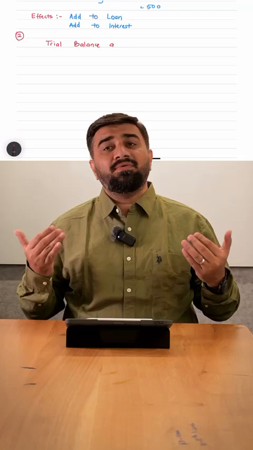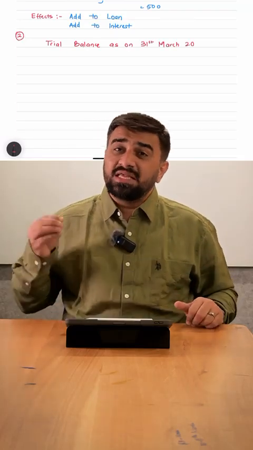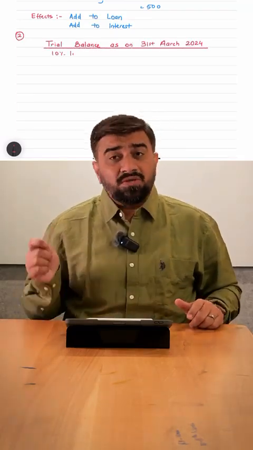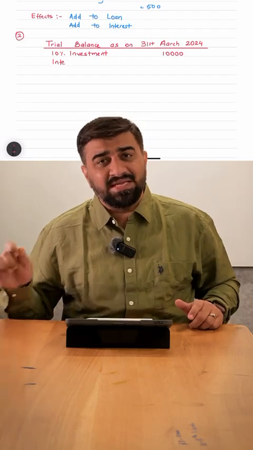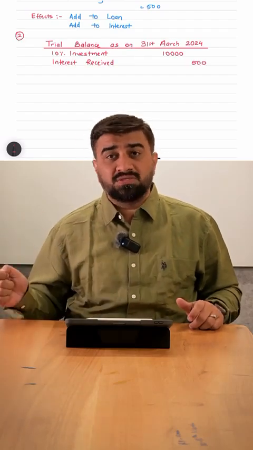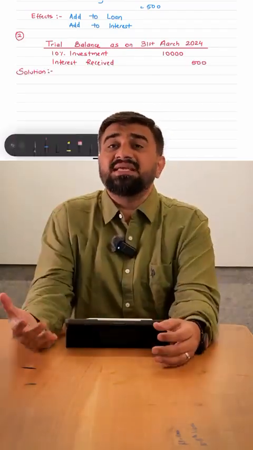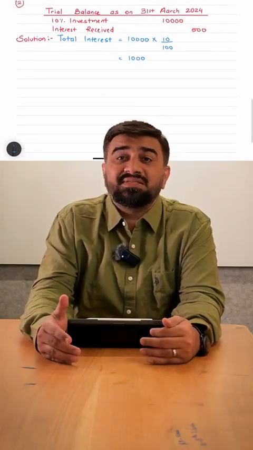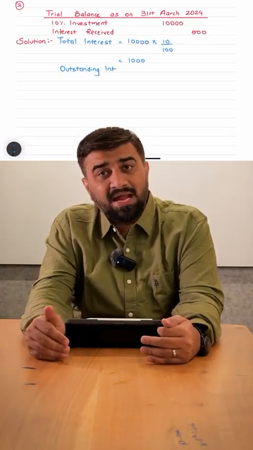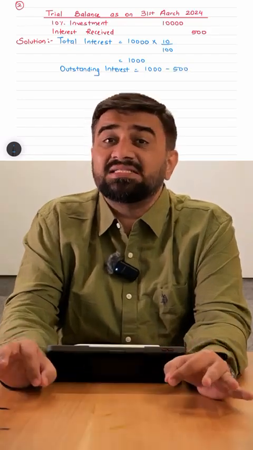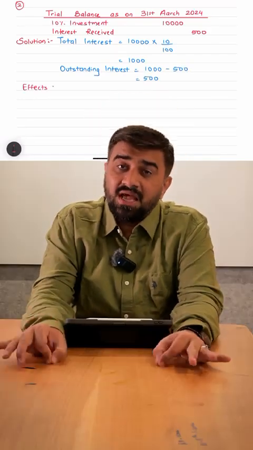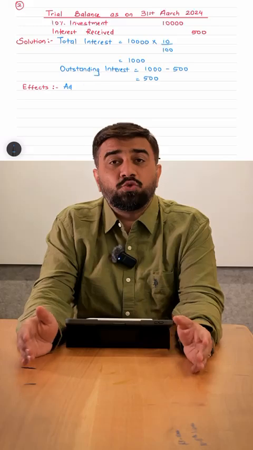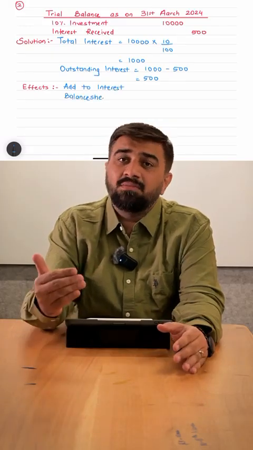One, add to interest, and two, balance sheet liability. In a similar way, you may have a hidden adjustment of 10% investment. Suppose 10% investment 10,000. So we calculate 10% of 10,000, that is 1,000, as interest on investment, and then we check in the trial balance whether we have received any interest income. We subtract that, the balance is considered as outstanding interest, and that's outstanding income. So two effects: add to income, balance sheet asset.